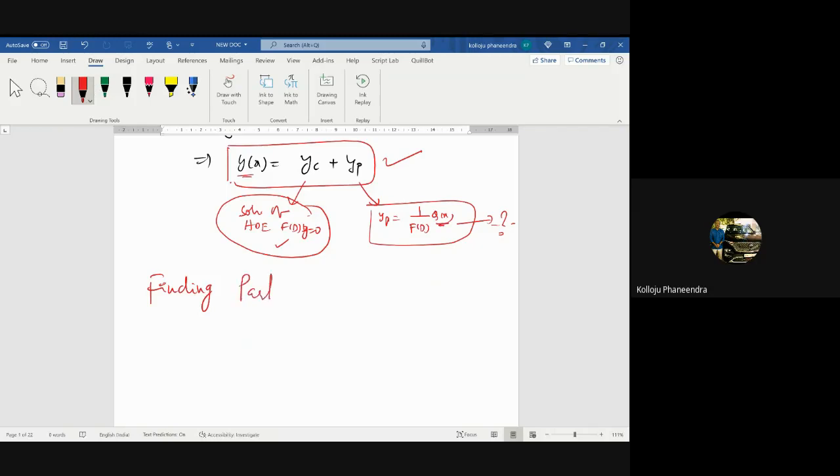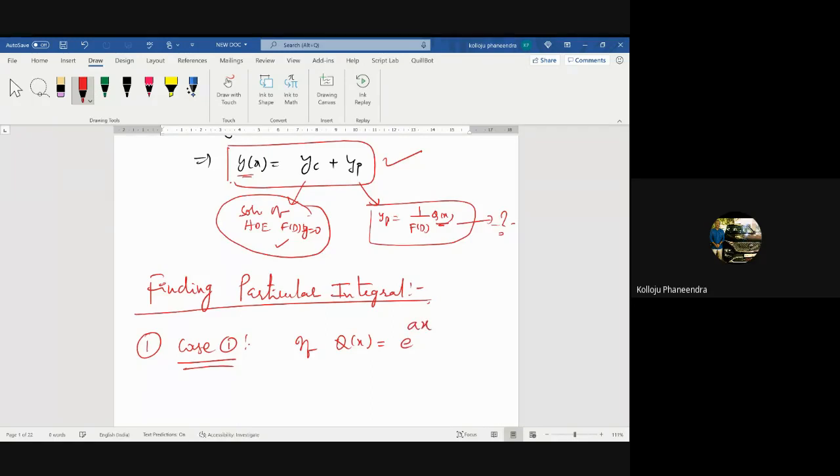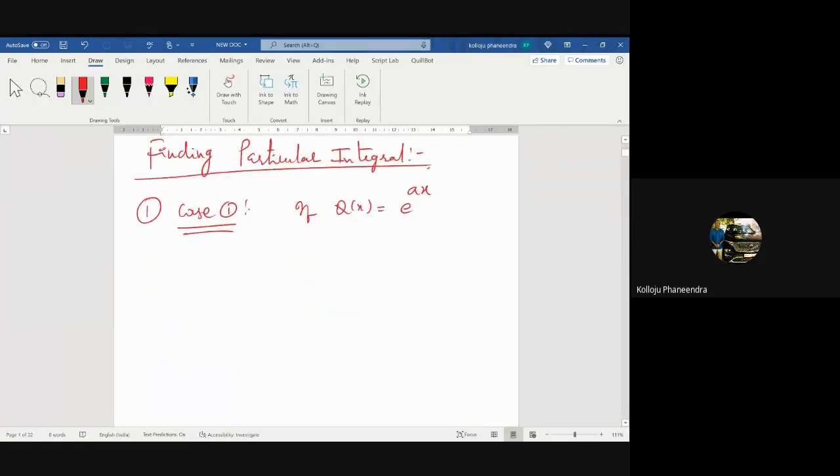Finding particular integrals. See, this class is very important. Listen carefully. There are cases here. Case 1: if Q of x equal to the exponential function e power ax. Remember this. Then what is the yp formula? The yp formula is 1 by f of D into Q of x.